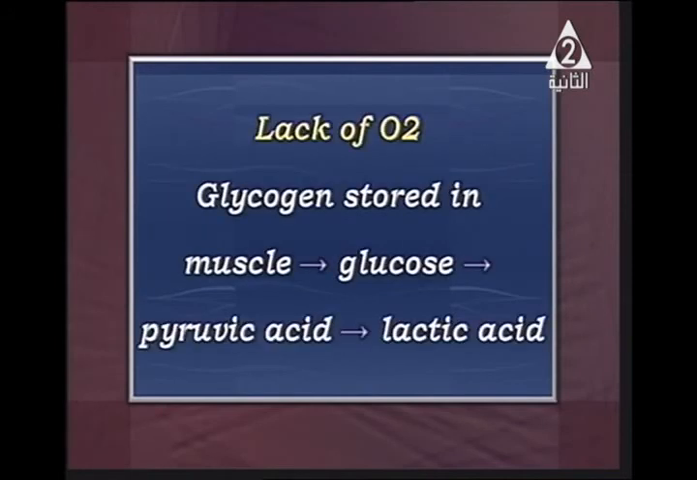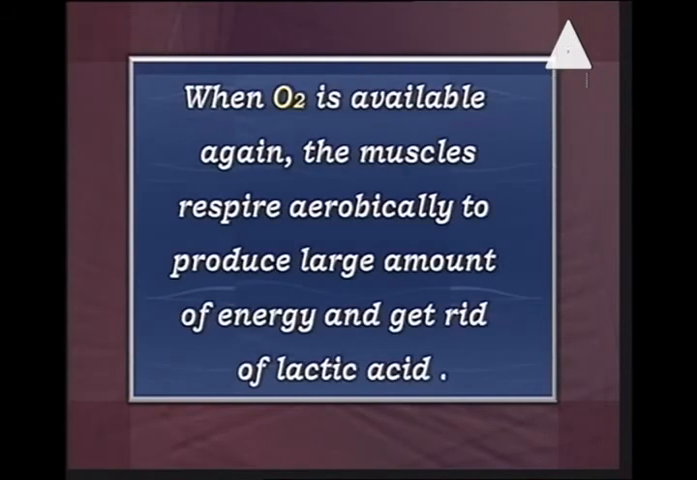So just a summary for you: with the lack of oxygen, glycogen, which is stored in the muscle, is broken down into glucose. That gives us pyruvic acid, and pyruvic acid at the end of anaerobic respiration gives us lactic acid. When oxygen is available at any time, the muscle respires aerobically. Got the difference between them? Anaerobically, there is no oxygen, while in the presence of oxygen, the muscle respires aerobically to produce large amounts of energy and get rid of lactic acid. Get the difference? Thank you.